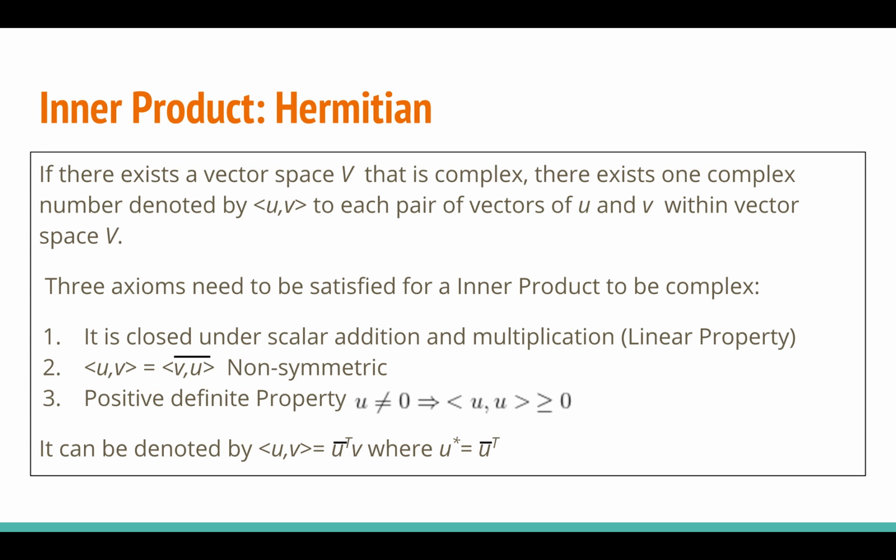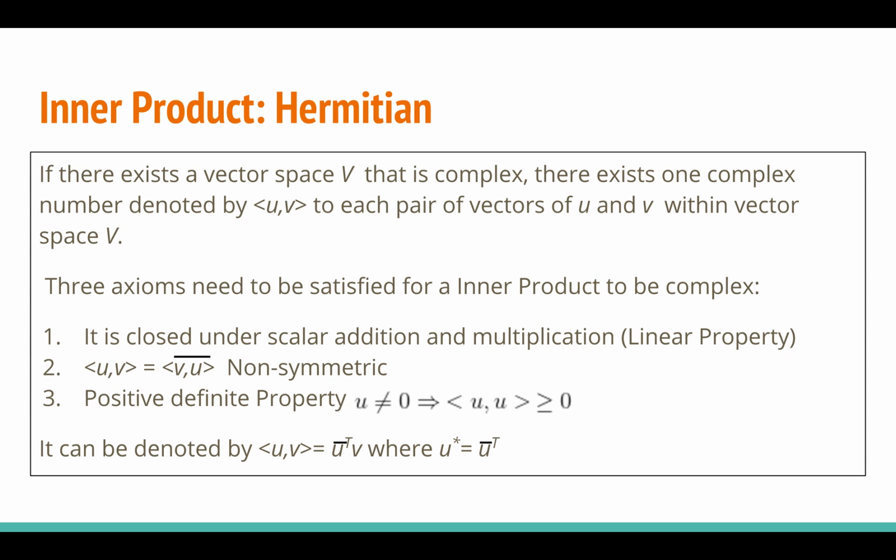One, it has to be linear, so closed under scalar addition and multiplication. And this time, instead of being symmetric, it has to be conjugate symmetric. So the inner product of u comma v should be equal to the conjugate of the inner product of v comma u. And the positive definite property again, which is basically if u is not 0, then the inner product of u with itself is greater than 0, right?